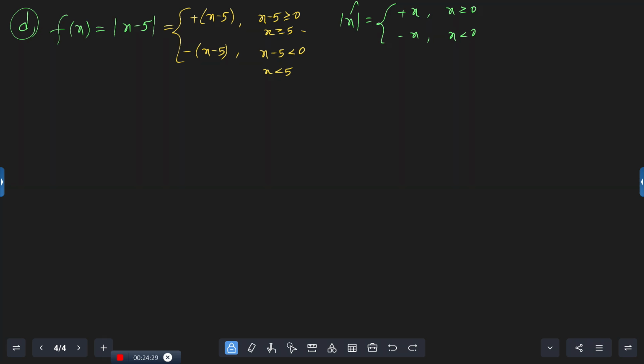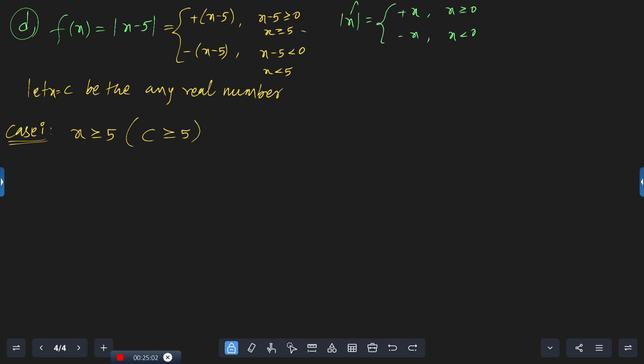Case number 1. Case first, let me write. Let c be any real number. I told you c means the x value. That is, x is equal to c is the meaning. Case number 1: x greater than or equal to 5. That is c greater than or equal to 5 is the meaning. The x only I wrote as c. Okay, c greater than or equal to 5 we have to check.